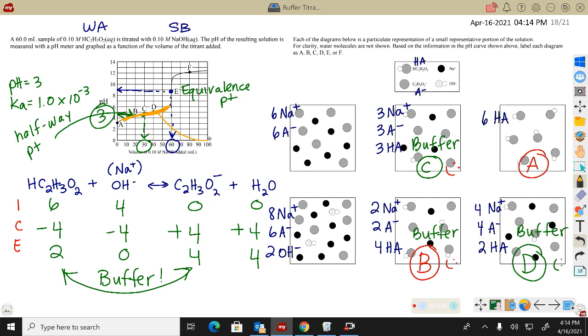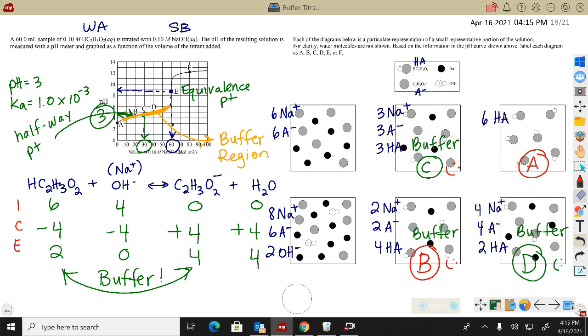And in fact, we call this the buffer region. Or sometimes we call it the buffer zone. It's that point at the bottom of the titration curve where you are adding hydroxide, but you're forming a buffer. So you don't see a pretty dramatic increase in the pH. Not until we hit the equivalence point. The equivalence point, what's that going to look like?